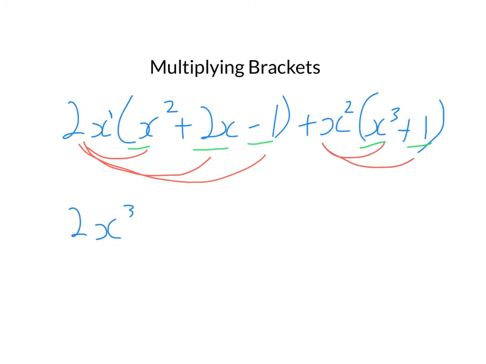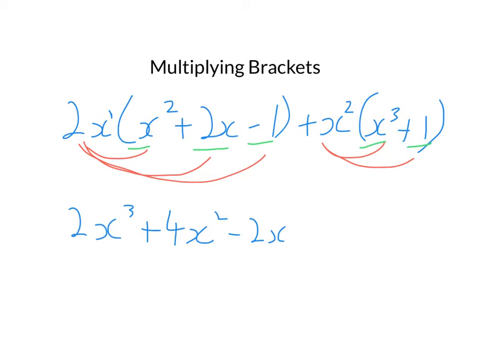When we multiply 2x times 2x, well, 2 by 2 gives us 4. Remember, we always multiply the numbers first. Then x by x gives us x squared. And then 2x times minus 1, well, 2 times minus 1 gives us minus 2. And then the x just stays the same there.